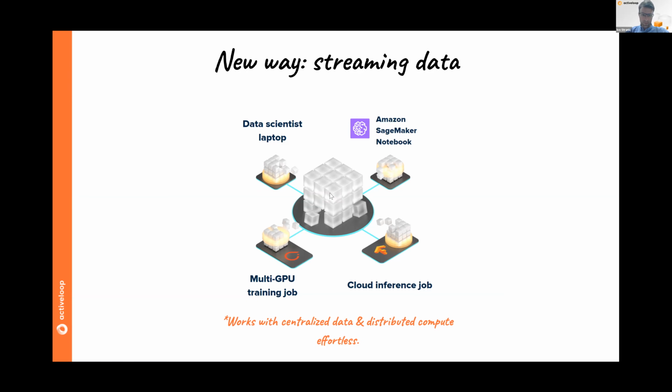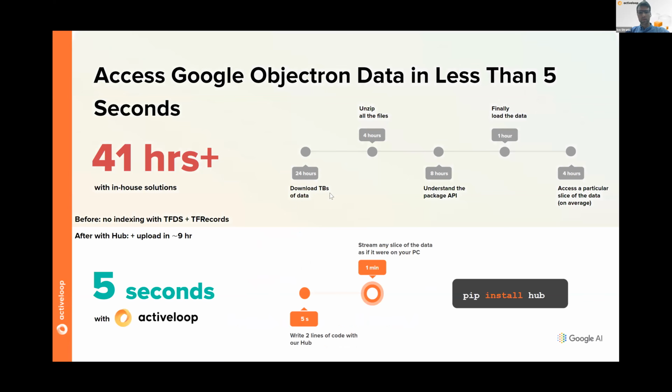And just to show you what this ultimately enables is an experiment that we did with Objectron. Objectron is one of the most popular computer vision data sets offered by Google. And it's a huge data set. It's over 2 terabytes of data. So if you want to use Objectron in the old way of doing things, it takes you about 40 hours to set everything up.